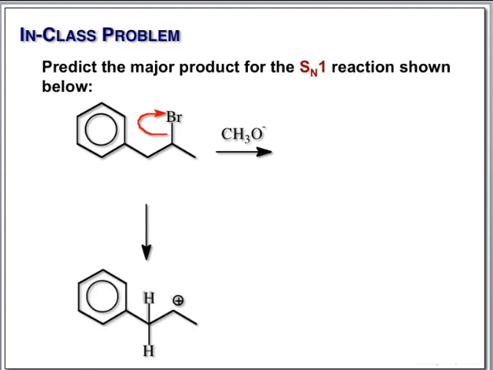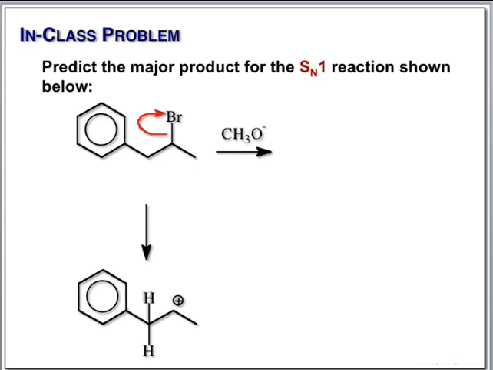There we go. Our secondary carbocation is not the most stable carbocation that can be formed here because the secondary is living right next door to a benzyl position, isn't it? And we know that the benzyl carbocation would be much more stable. So this is our initially formed carbocation. That's box number one on the exam.